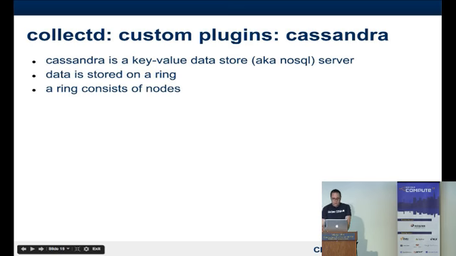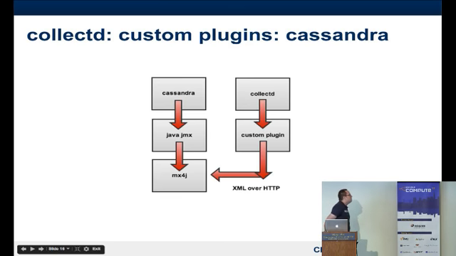So the way that this works, since Cassandra is written in Java, we use Java JMX, which is Java Management Extensions, and a plugin called MX4J, which basically allows you to do XML over HTTP to get at all that Java JMX info. And Cassandra exposes all of the interesting metrics through JMX.